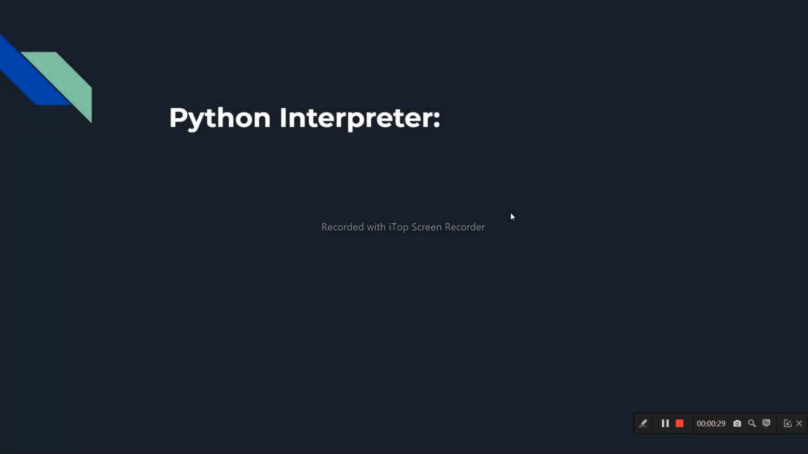Now, I'm assuming that in this class, I'm teaching total beginners, newbies to the world of programming. So I'll start by mentioning what a Python interpreter means. A Python interpreter is a program that reads and executes Python code. You cannot program or write Python code without a Python interpreter to help you read and execute the code.